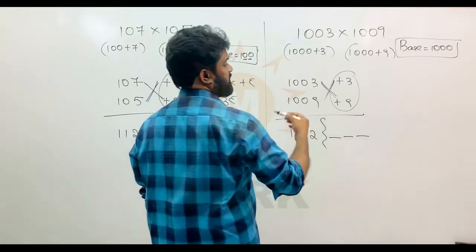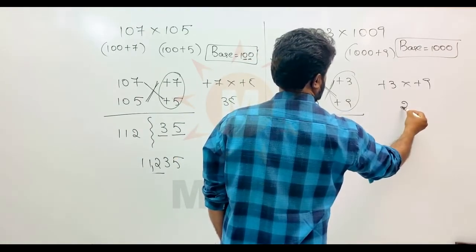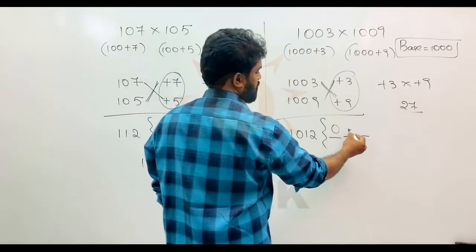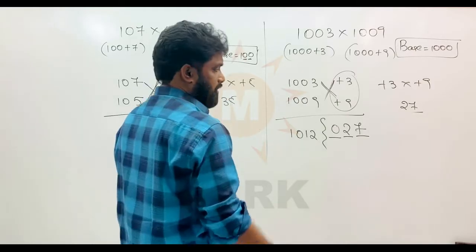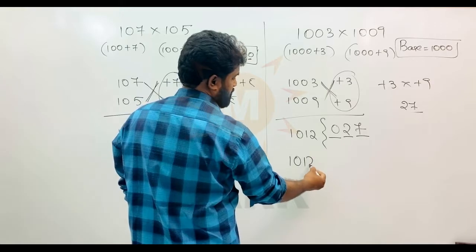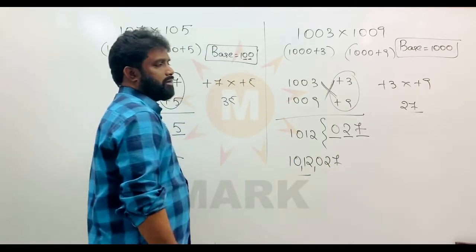What is plus 3 into plus 9? Plus 3 into plus 9 will give plus 27. So 27 you have to fit in these three places. So I write it as 027, because like this I can write. You have to fill all the three places. That's why I am writing 0 here. You know very well. So our answer is 1012027. So that is the answer.